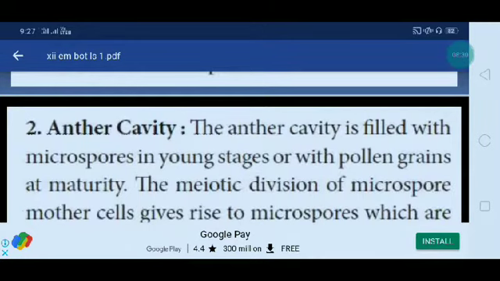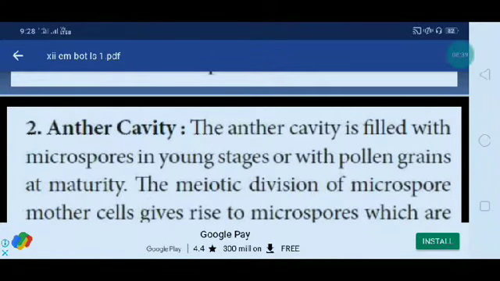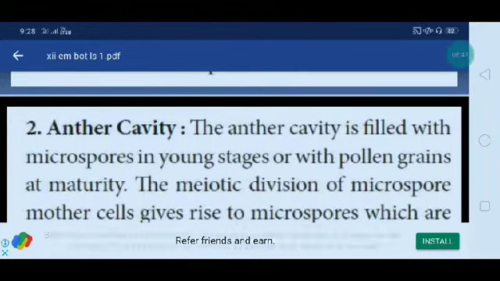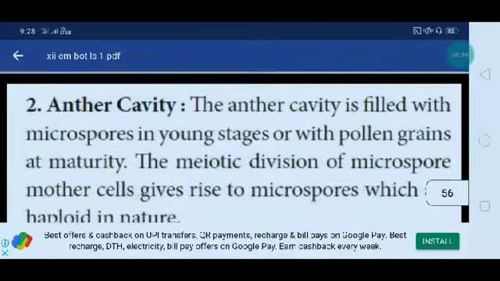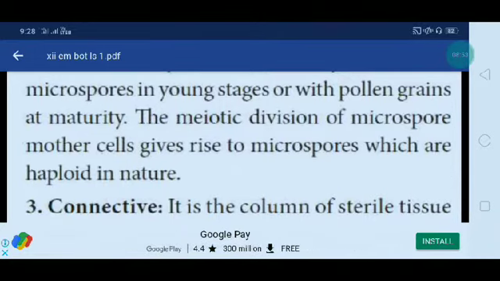Then next one is anther cavity. First one is anther wall, then second one is anther cavity. In an anther wall there are 4 layers. The next category is anther cavity. The anther cavity is filled with microspores in young stages or with pollen grains at maturity. The meiotic division of microspore mother cells gives rise to microspores which are haploid in nature.